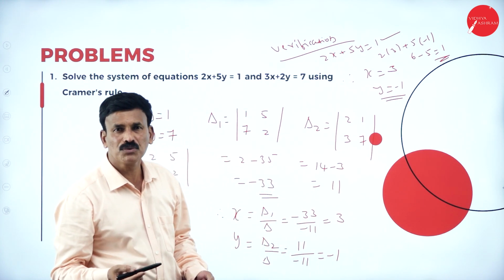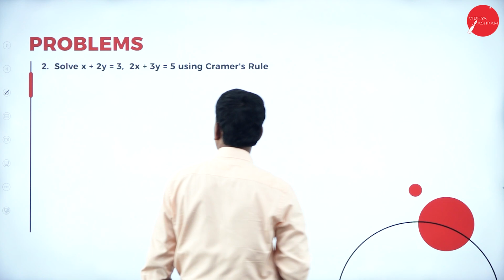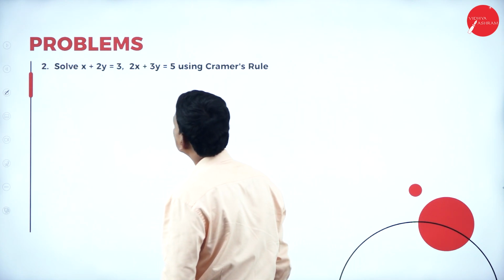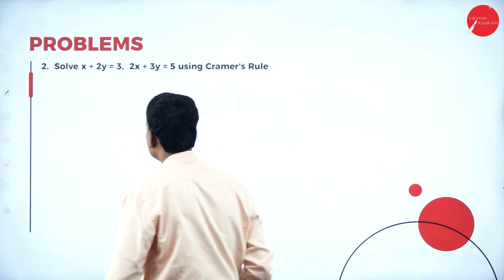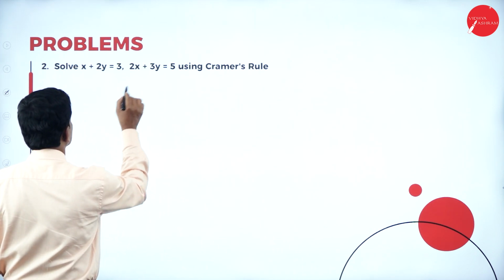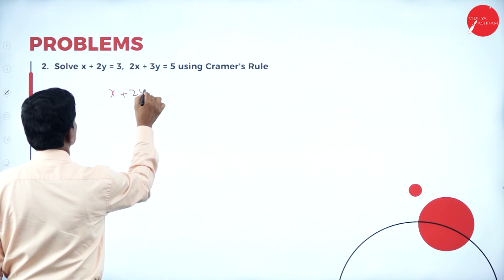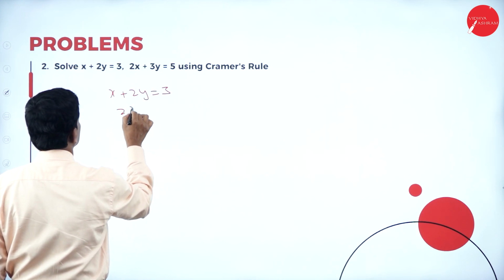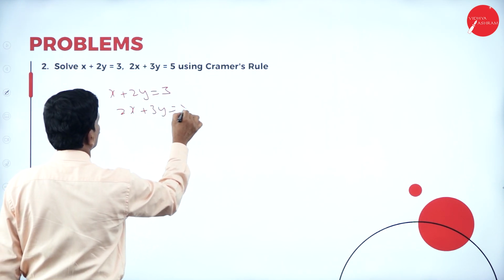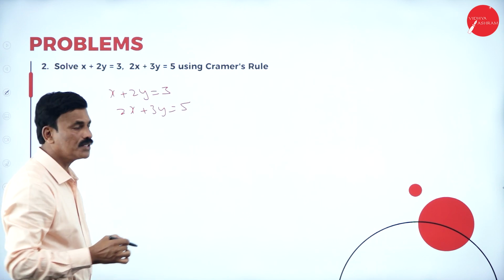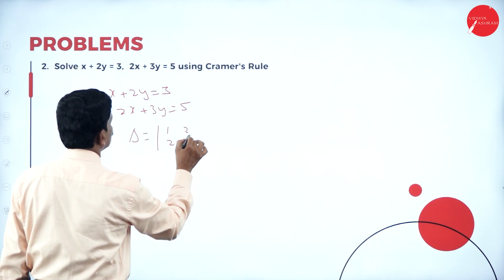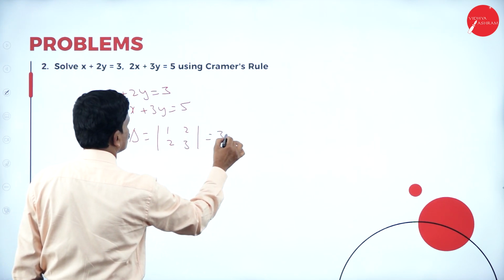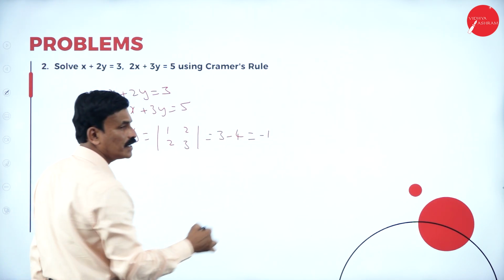Now let me take one more problem. Solve using Cramer's rule: x plus 2y is equal to 3, 2x plus 3y is equal to 5. Check whether it is in order or not. x plus 2y is equal to 3 and 2x plus 3y is equal to 5. So the given equation is in order. Find out delta. Delta is 1, 2, 2, 3. So this is 3 1s are 3 minus 4. This is equal to minus 1.